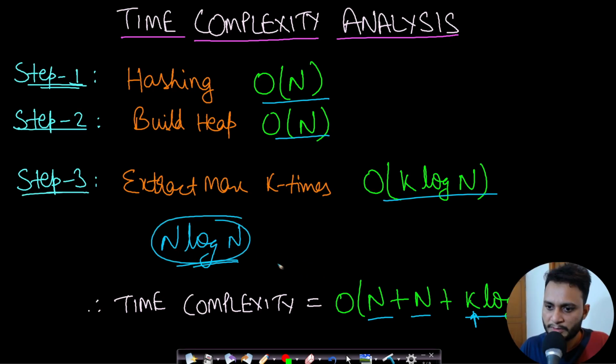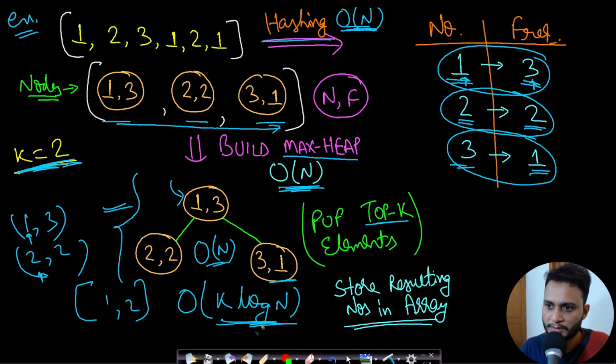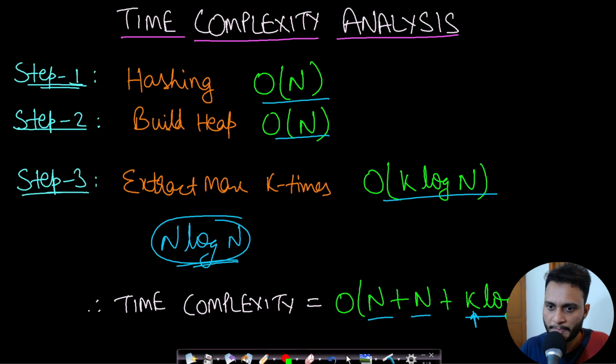So what is the space complexity here? Since we are using a map of size n and we are also using a max heap which is of size n, so total space will be order of n, which is n plus n, right? So I hope you understood this technique.